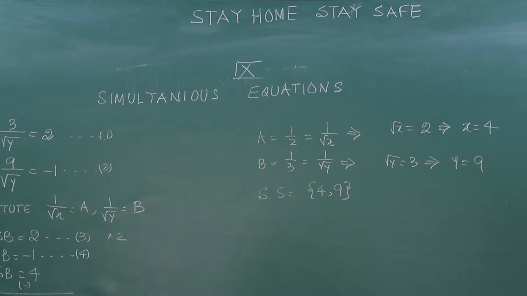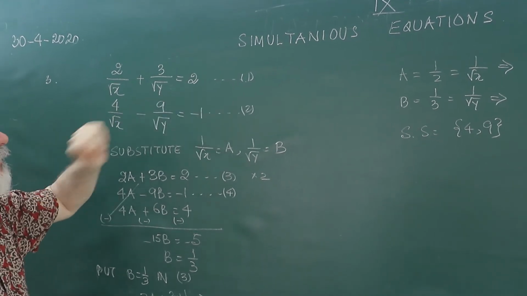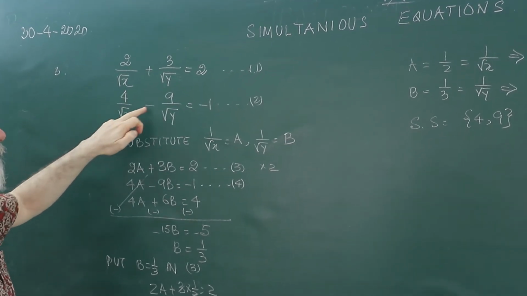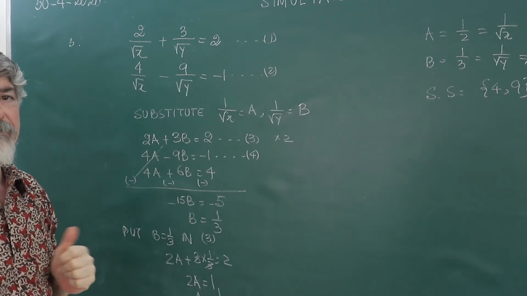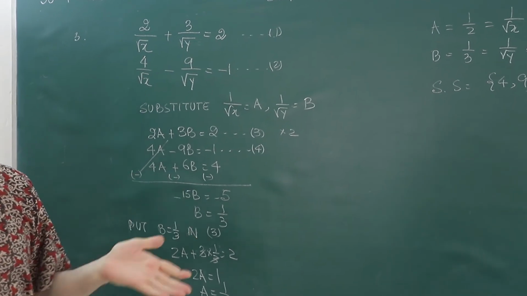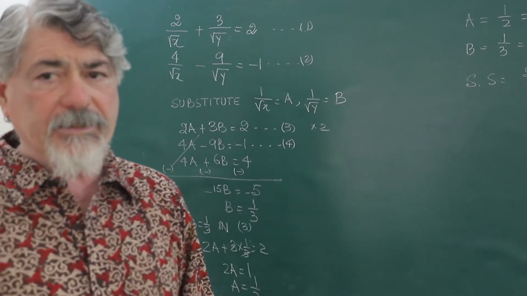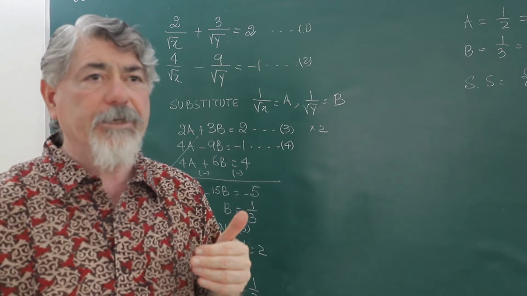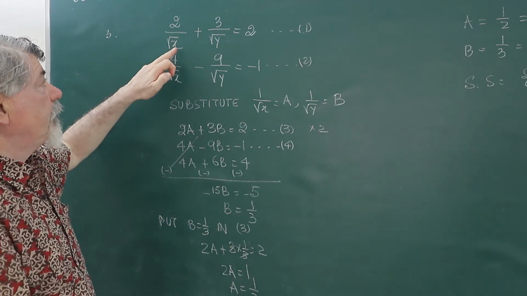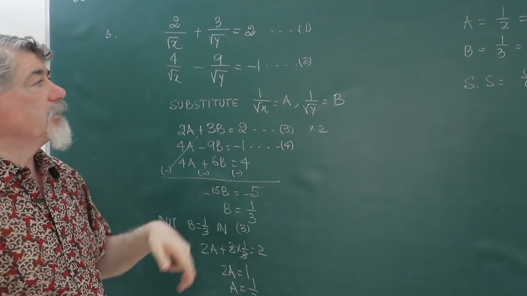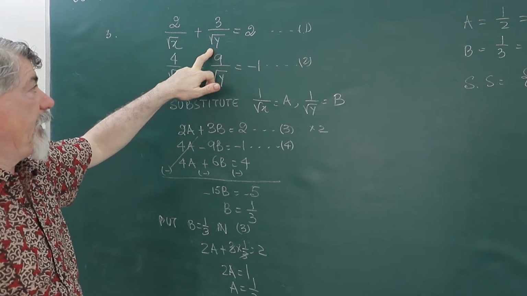Okay, the next question is 2 upon root x plus 3 upon root y is equal to 2, and 4 upon root x minus 9 upon root y is equal to minus 1. We have to find the value of x and y. The only difference in this question is that instead of using x and y in the denominator, it is picking up root x and root y. Instead of x, he is writing root x, and in place of y, he is using root y.